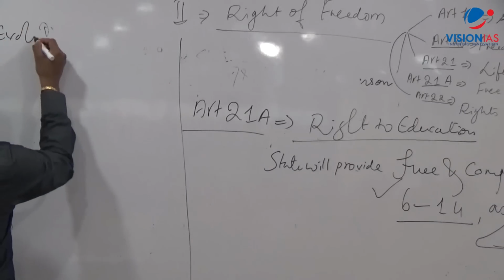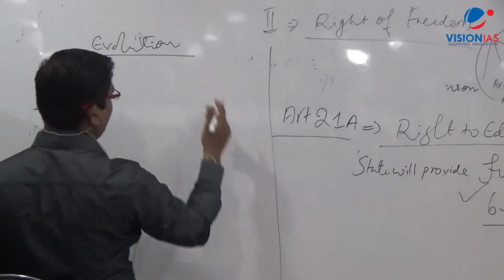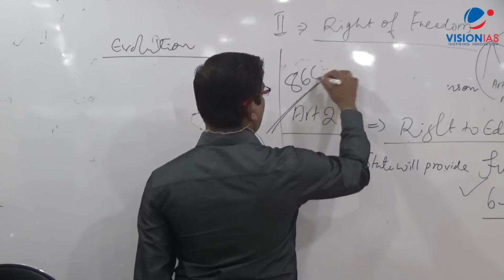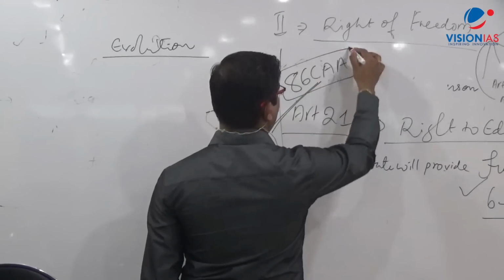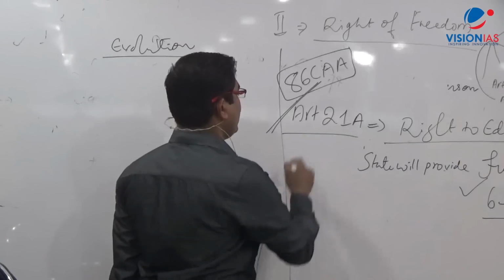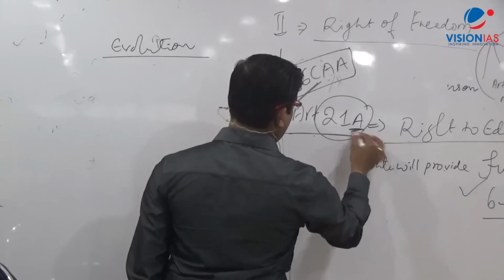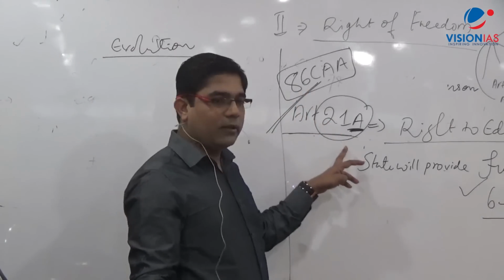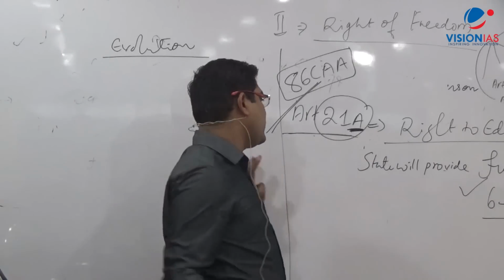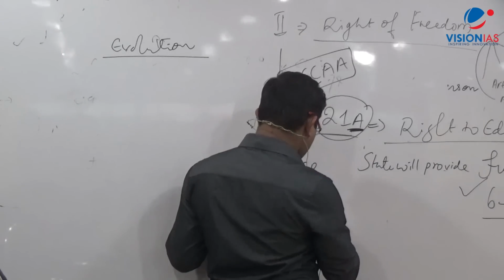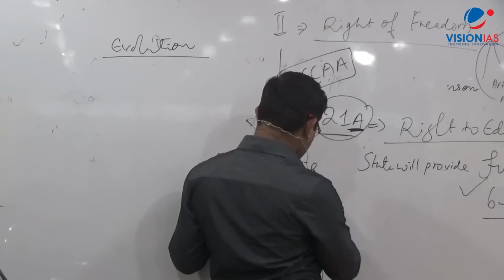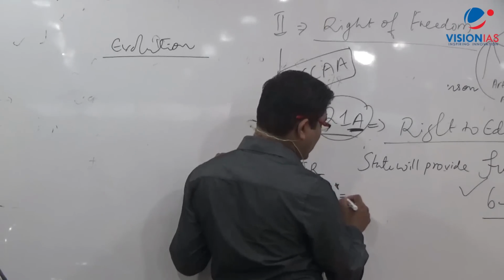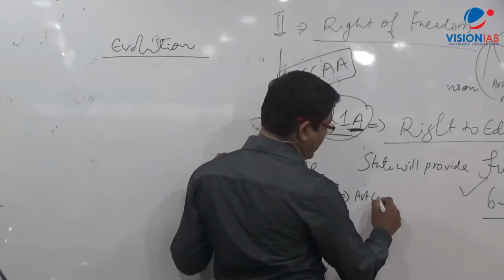Now what has to be discussed in this is a little bit of evolution, how it has evolved over a period of time. This has been added by the 86th Constitutional Amendment Act, separately as 21A. But the 86th Constitutional Amendment Act is not just about 21A. There are 3-4 different things that have been added: one fundamental right, one directive principle of state policy, and one fundamental duty. In fact, the directive principle was not added, it got modified. That is Article 45 here.